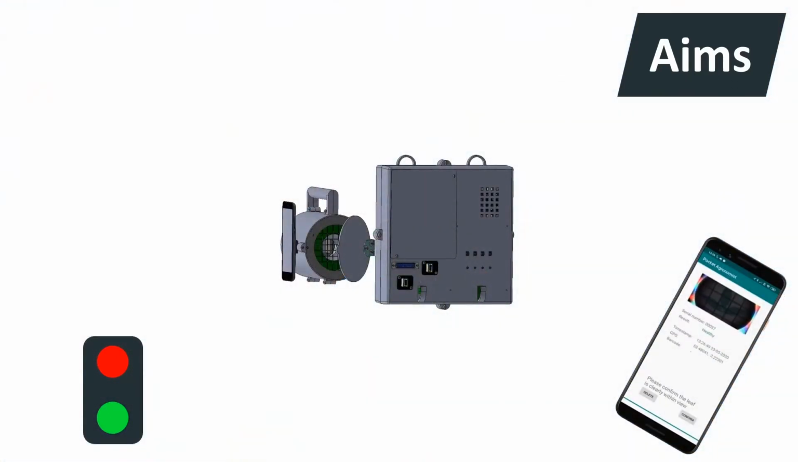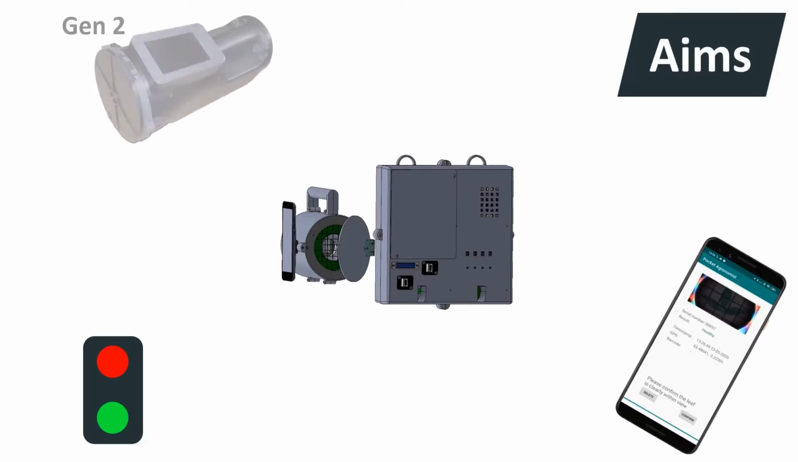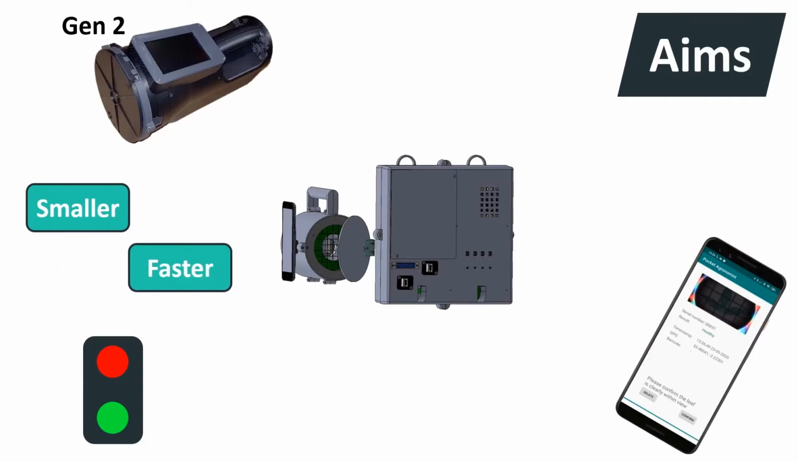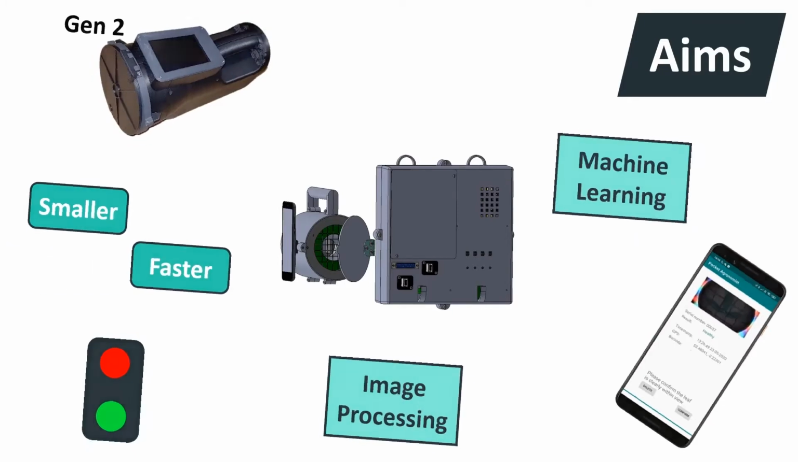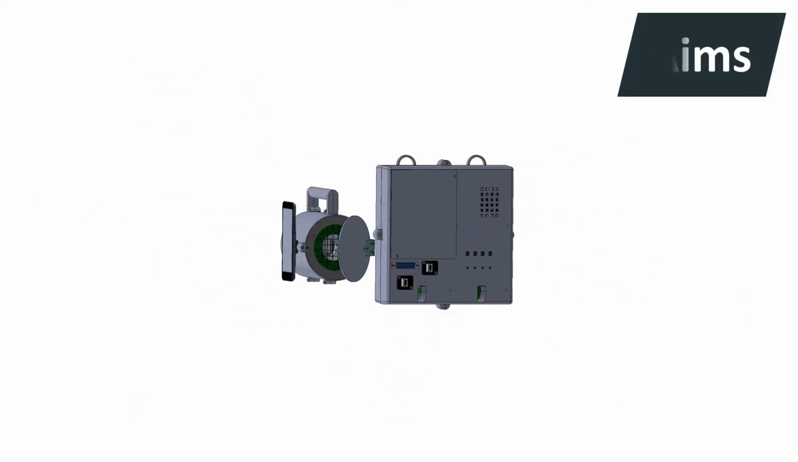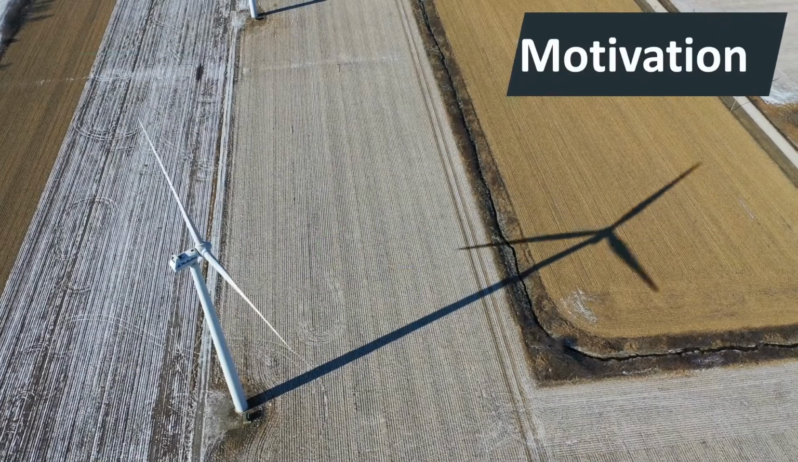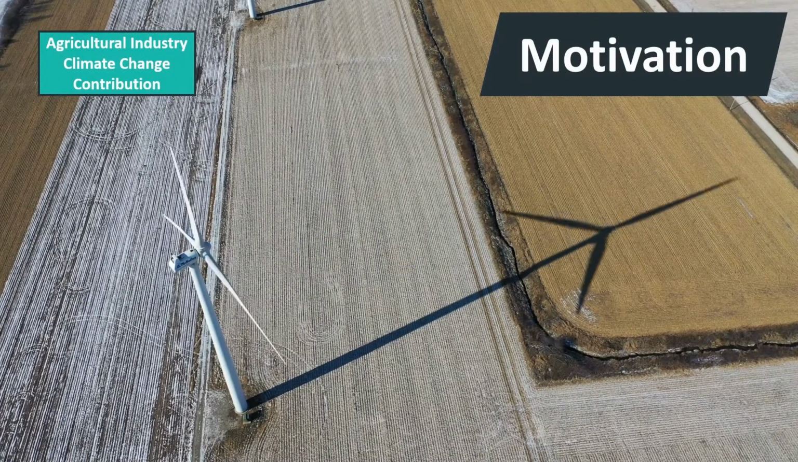The overarching aim of the project was to produce a marketable product suitable for handheld use based on previous iterations that was smaller and faster, with the addition of advanced image processing and machine learning techniques, focusing on improving the user interface.